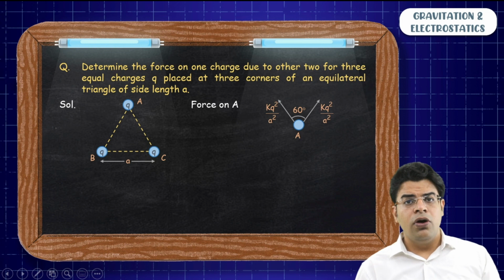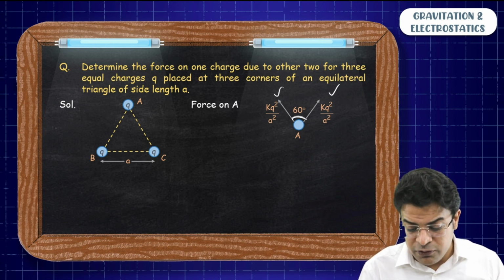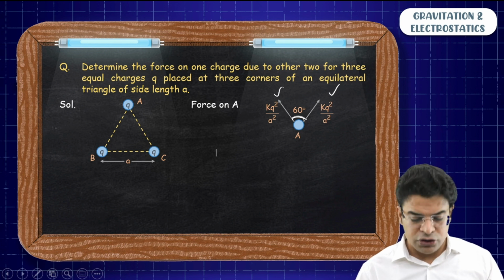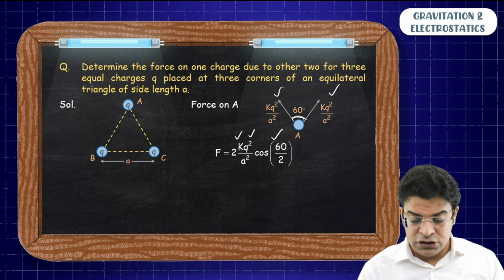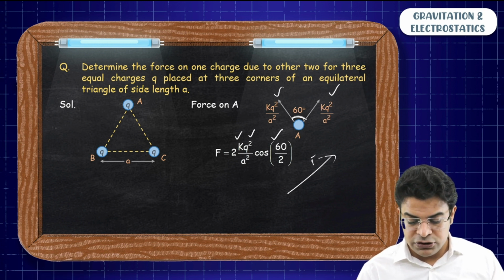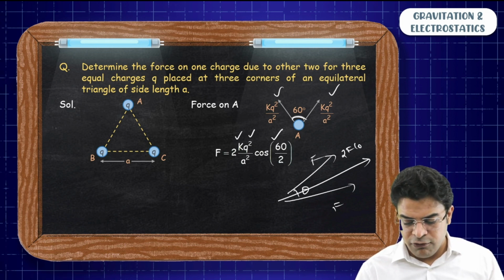Now you know what are the forces acting on A, their magnitude, and what is the angle between these two forces. You can find the resultant force. You will say that the resultant force equals 2F cos theta by 2. If you have got two forces F and F acting at angle theta, then the resultant comes out to be exactly midway, equals 2F cos theta by 2.